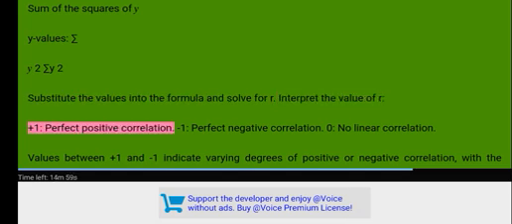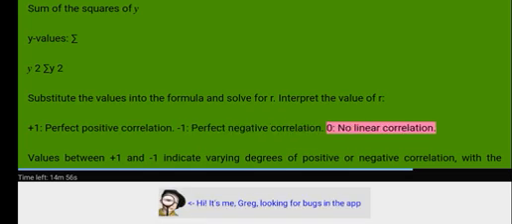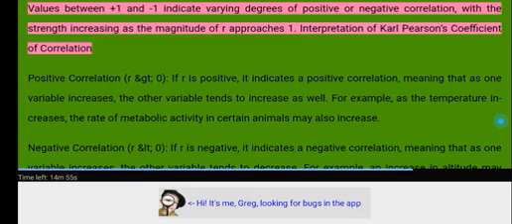Interpret the value of r. +1, perfect positive correlation. -1, perfect negative correlation. 0, no linear correlation. Values between +1 and -1 indicate varying degrees of positive or negative correlation, with the strength increasing as the magnitude of r approaches 1.